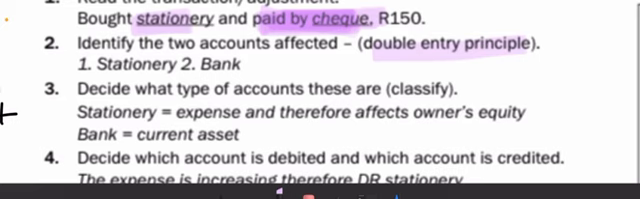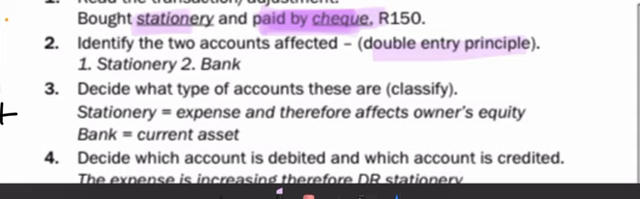Okay, and then we're going to go to number 3 here. They say decide what types of accounts these are. We're going to need to classify. Already we have classified stationery as an expense, because what? We are buying it to use it, not buying it to sell it. If we were buying it to sell it, that was gonna be inventory, right? And inventory is an asset, a current asset. So this is not the case, right?